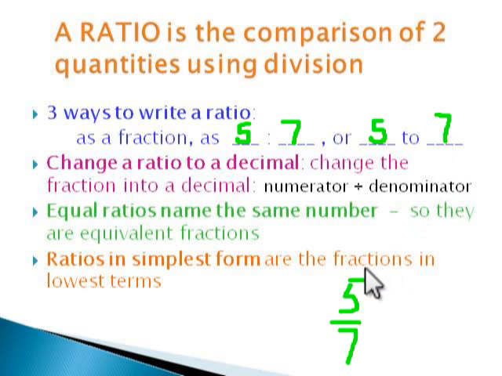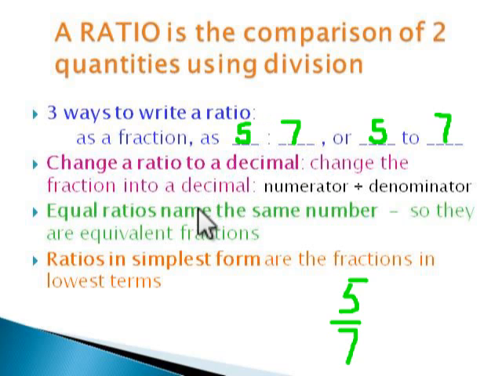Now you're going to be asked in your work to change ratios into decimals. The way you do that is just simply, even if they don't physically look like a fraction, even if they look with the colon or look here with the word "to", you treat it just like a fraction and you divide. Numerator divided by denominator, or first number divided by second number.